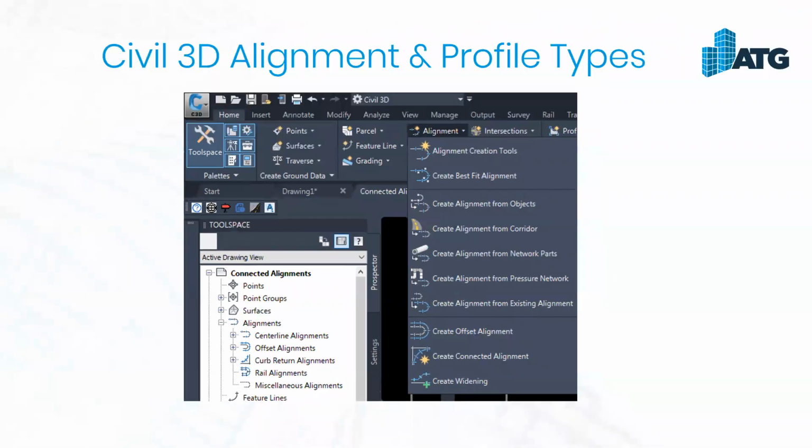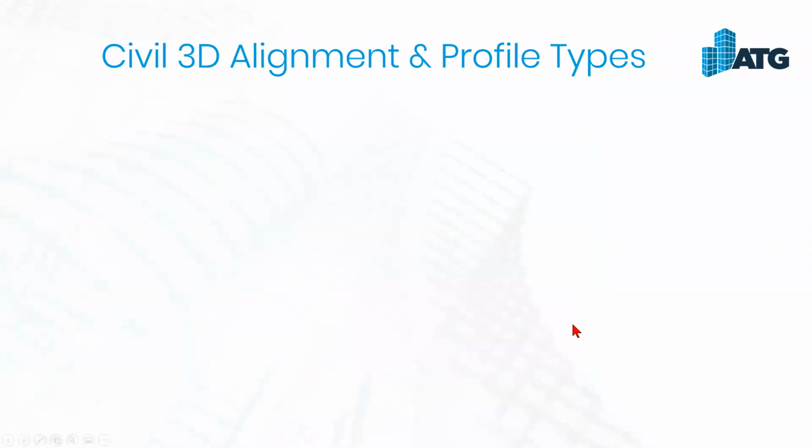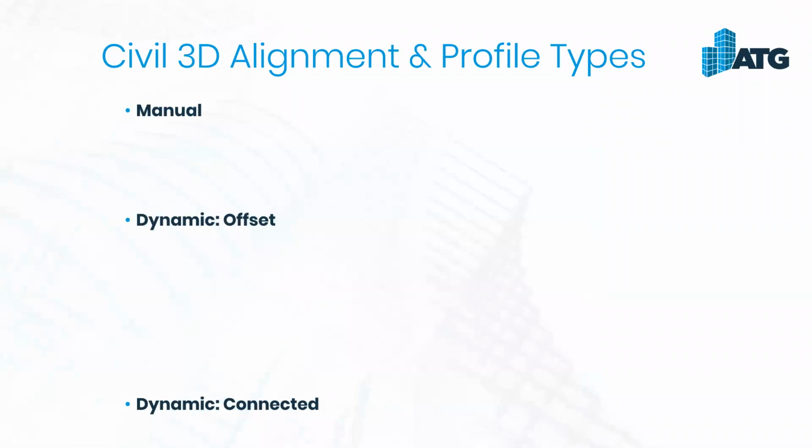But with all of that, I'm going to propose that that's not really how I like to think about alignments in Civil 3D. When I think of these, I think of having manual, dynamic offset alignments, or dynamic connected alignments.